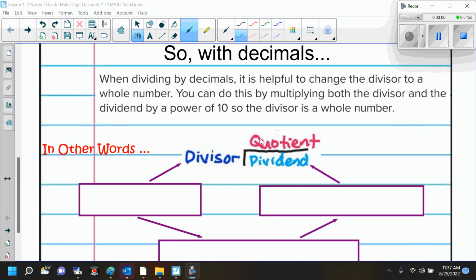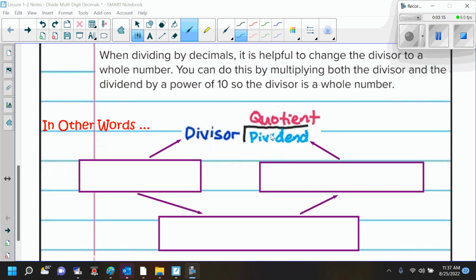So in other words, if we have a problem like this, dividend divided by divisor equals quotient. The dividend is the number that's being divided. The divisor is the thing that we're dividing by. And of course, the quotient is the answer. Okay?